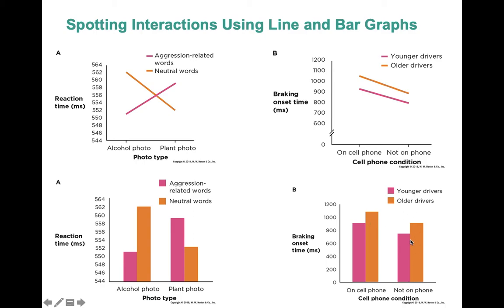Okay, so we don't see an interaction there between age and cell phone usage on braking time. Here, what if the pattern was this reaction time?